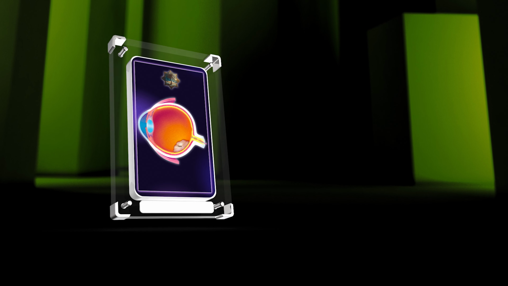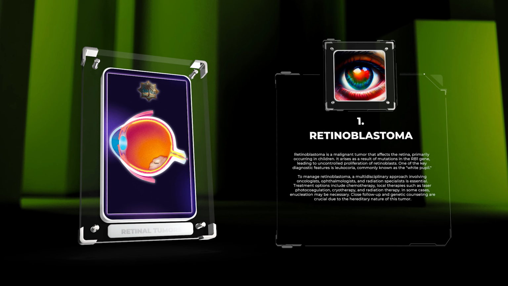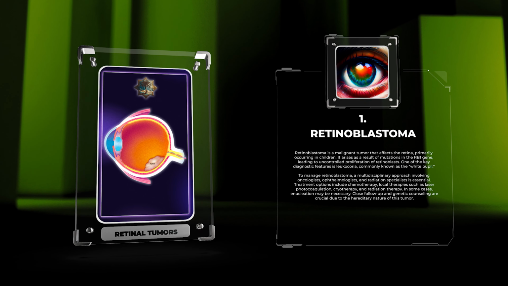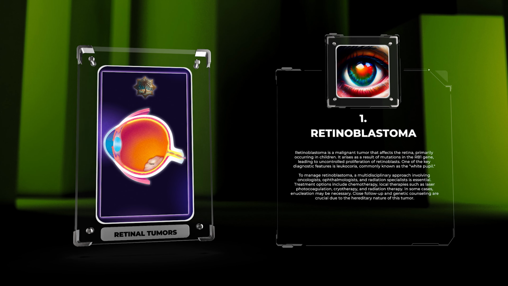Retinoblastoma is a malignant tumor that affects the retina, primarily occurring in children. It arises as a result of mutations in the RB1 gene, leading to uncontrolled proliferation of retinoblasts. One of the key diagnostic features is leukocoria, commonly known as the white pupil.